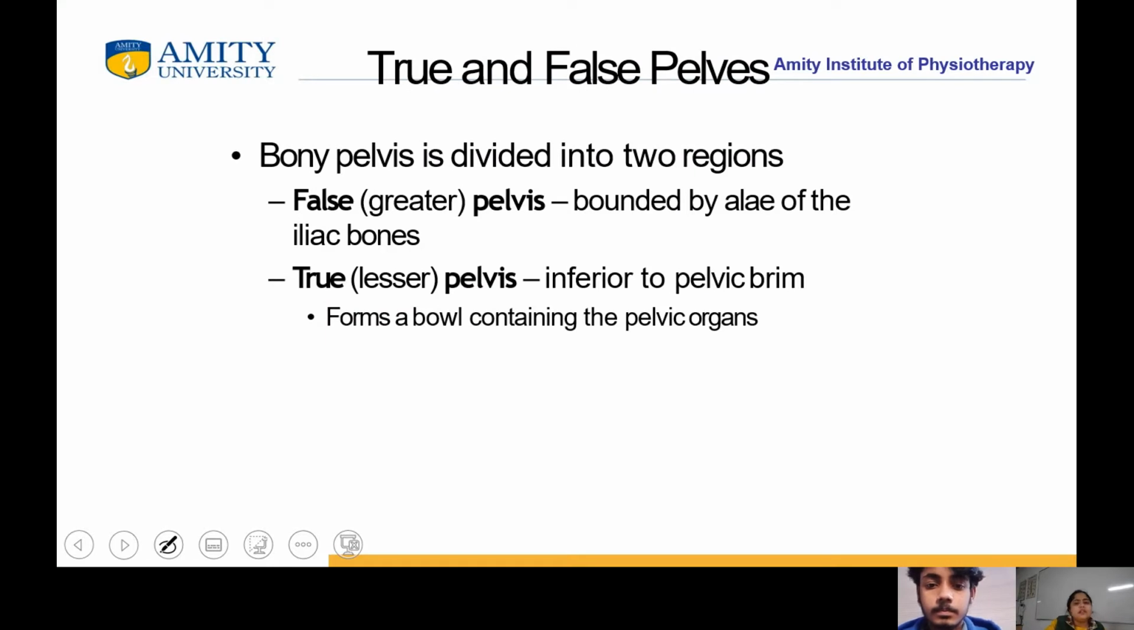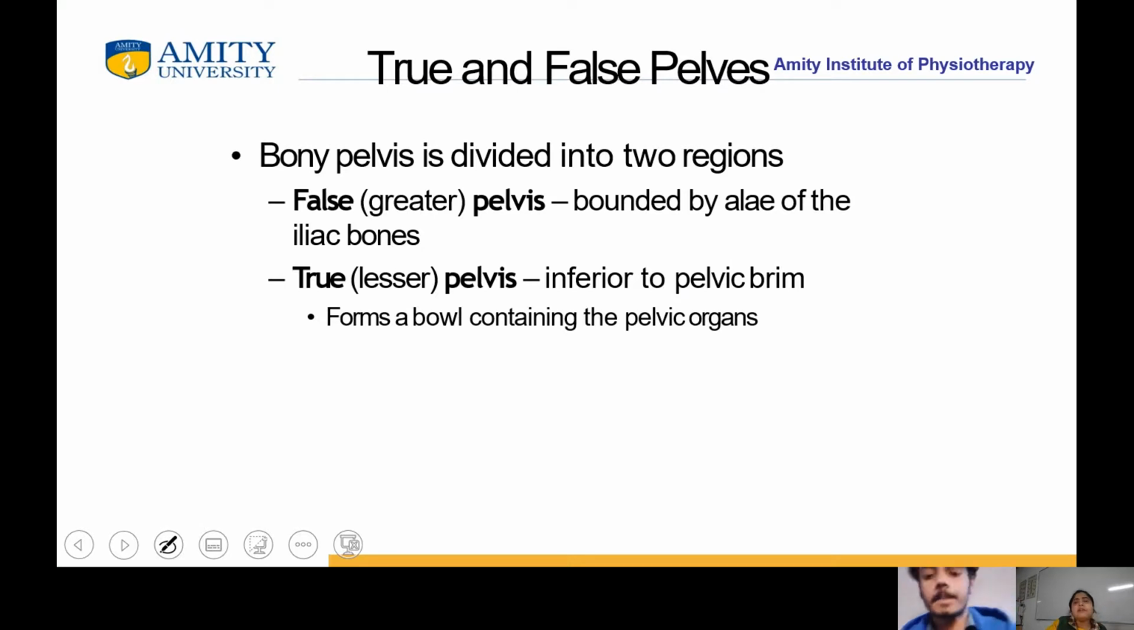What is the true and false pelvis? See, the bony pelvis is divided into two regions. One is the false or the greater pelvis. That is only bounded by the alae of the iliac bone, or by the boundaries of the iliac bone. The second is the true or the lesser pelvis, which is inferior to the pelvic brim. That is forming a bowl containing the pelvic organs.